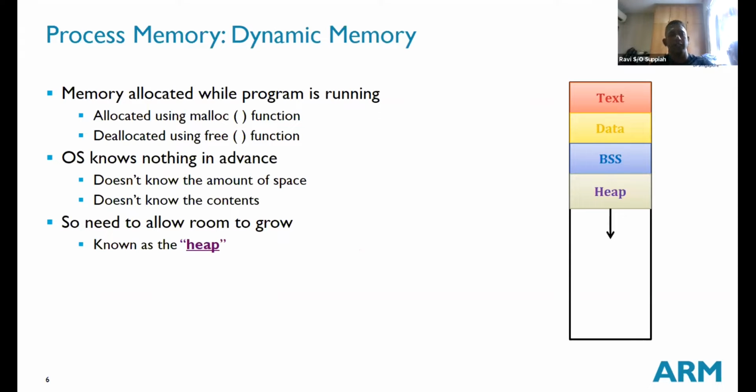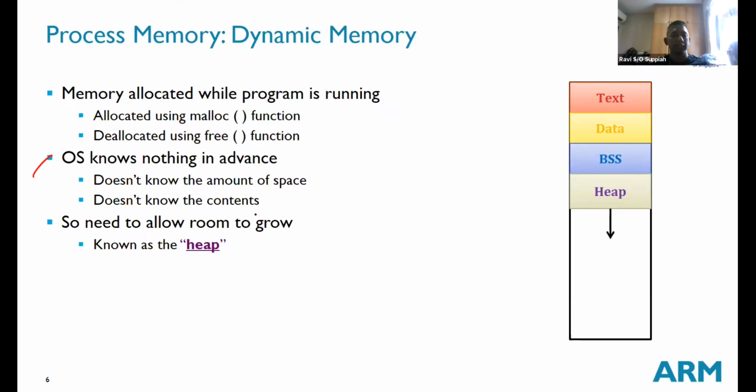So the heap is basically a section of memory that is allocated for dynamic memory allocation. That means while the program is running, you can get some data input on how much memory you need, and then based on that particular use case, you decide to allocate a particular amount of space. So you need to allocate on the go. The OS knows nothing in advance. It does not know how much space is needed and what is going to be inside that space. So you need to allow for some space to grow, and that is known as the heap.